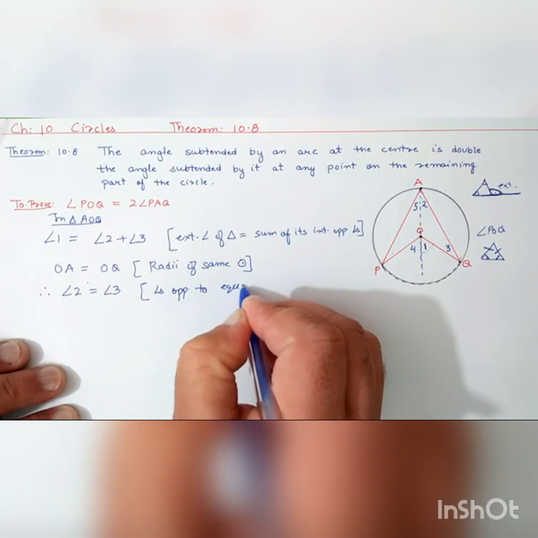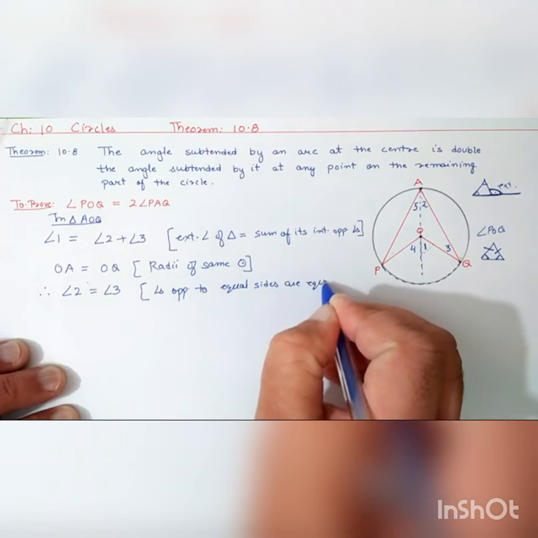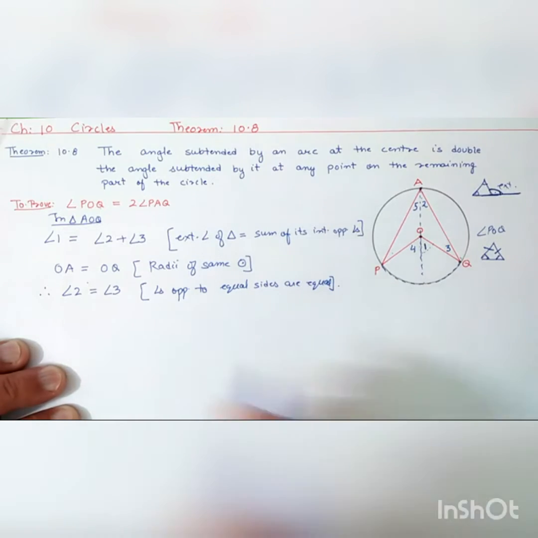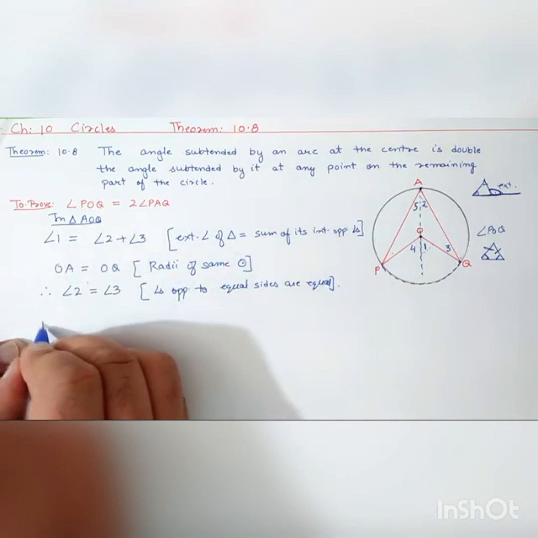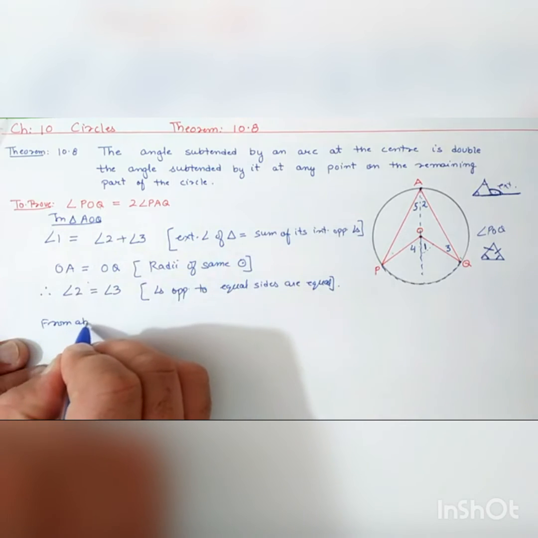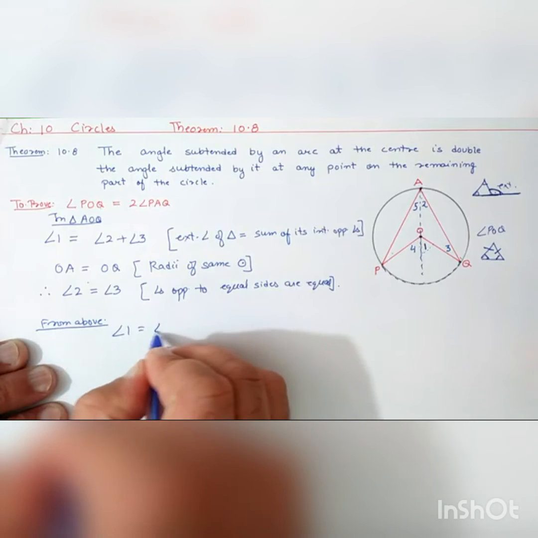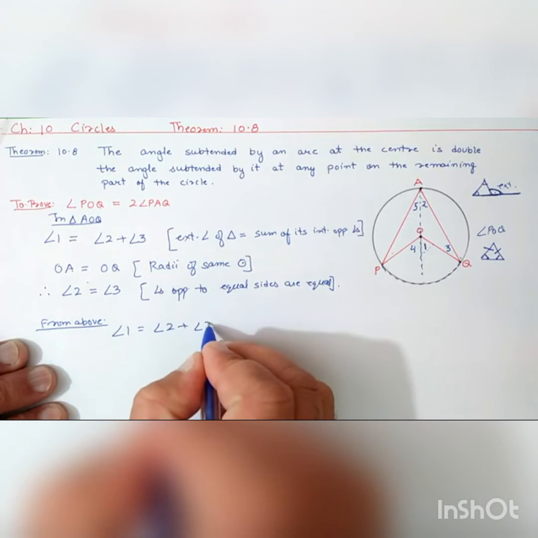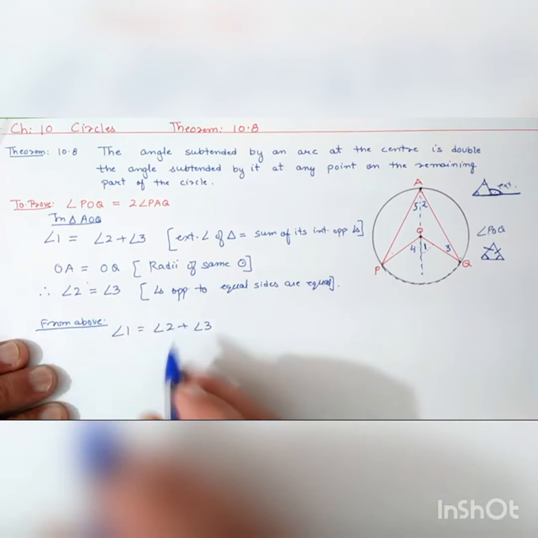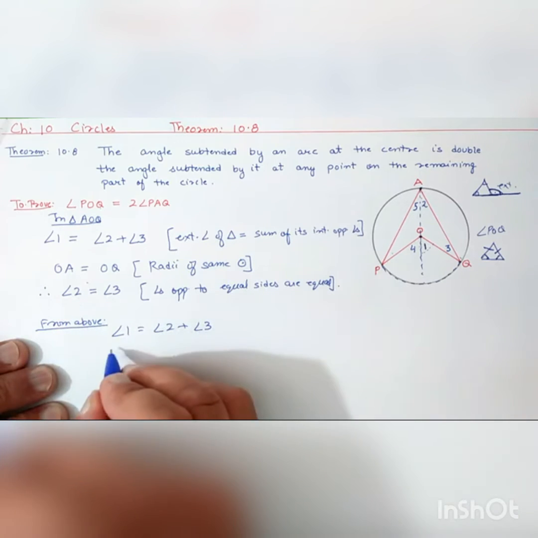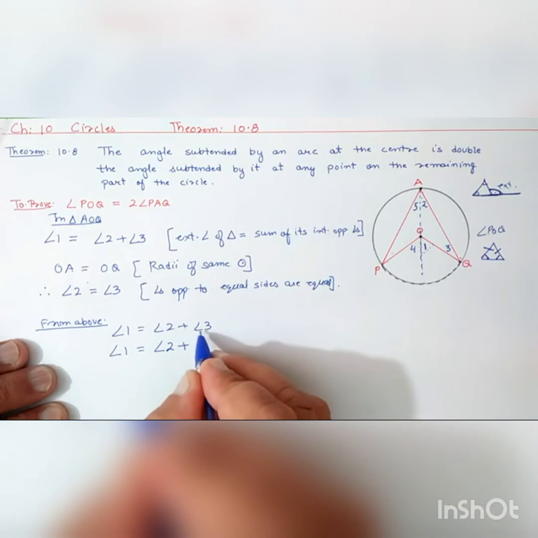Next we write angle 2 is equal to angle 3. See, in a triangle, if two sides are equal, it forms an isosceles triangle. So the respective angles formed by them are also equal. So we write angles opposite to equal sides are equal. Thus angle 2 equal to angle 3.